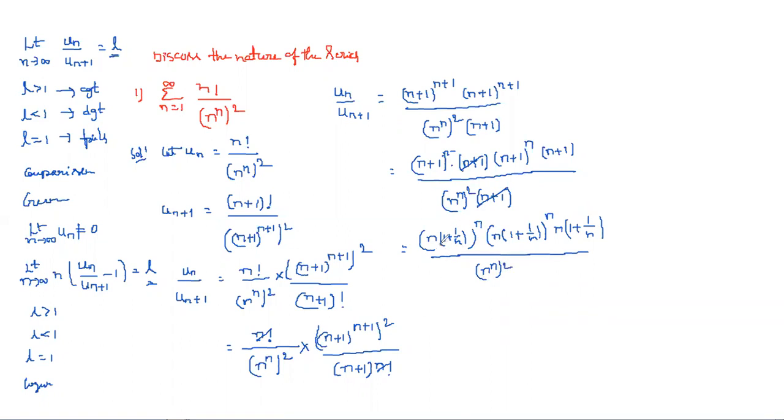So if you write this, ab whole power n is nothing but we can write it as a power n into b power n, that is 1 plus 1 by n whole power n. And here also the same thing, n power n into 1 plus 1 by n whole power n into 1 plus 1 by n.